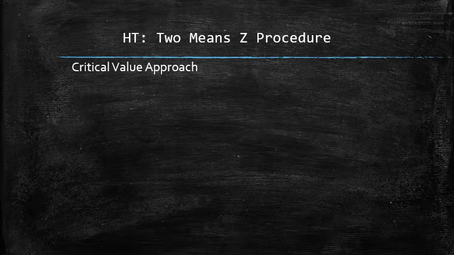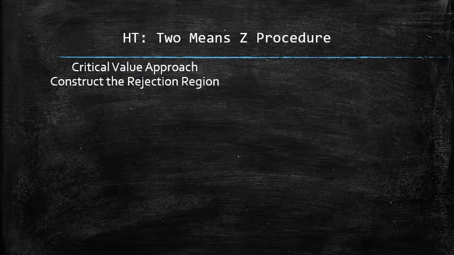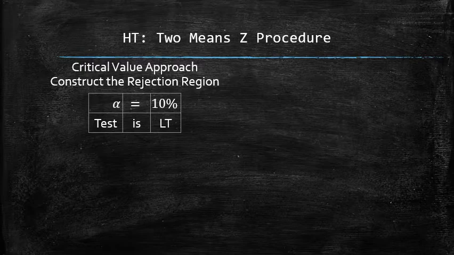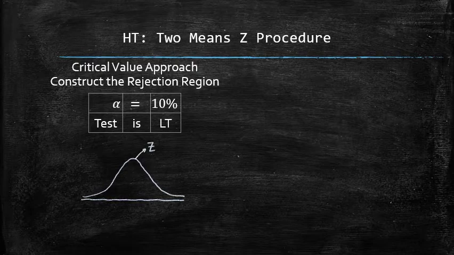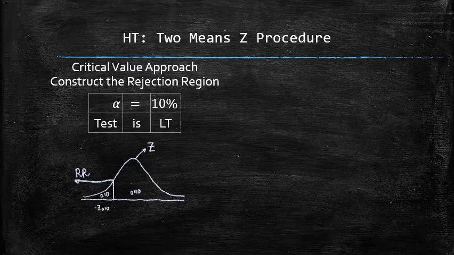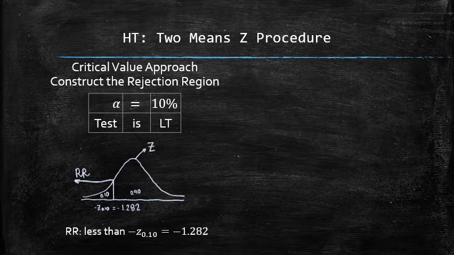In critical value approach, we construct the rejection region. In this approach, we need to know the significance level alpha and the type of the test. We draw the rejection region under the standard normal probability density curve according to the type of the test. So left tail test will have the rejection region in the left tail. The region must have the area equal to the significance level 10%. The right boundary of the region is the critical value, negative z 0.10, which is equal to negative 1.282. So the entire region can be described as all the values to the left of negative 1.282.